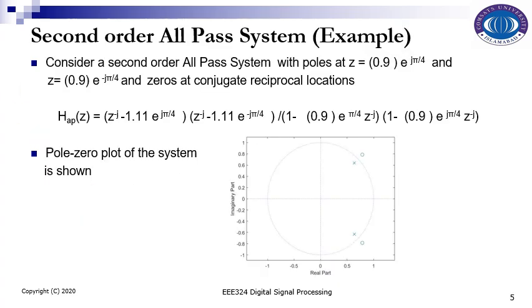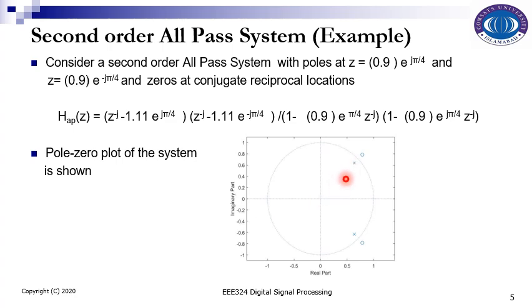So we'll consider an example of an all pass system, which is a second order system, and it has two poles. One is at 0.9 e^(j pi/4), and the other one is at 0.9 e^(-j pi/4). So let's consider the first pole located at 0.9 e^(j pi/4). So it's this one. The unit circle is at radius 1 and the pole is at 0.9 but at an angle pi/4.